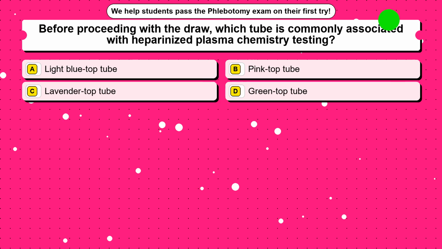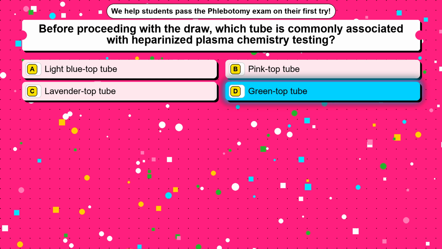Question 4. Before proceeding with the draw, which tube is commonly associated with heparinized plasma chemistry testing? Option A, light blue top tube. Option B, pink top tube. Option C, lavender top tube. Option D, green top tube. The correct answer is option D, green top tube.